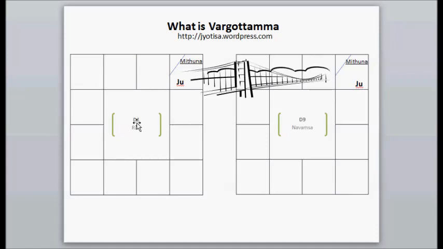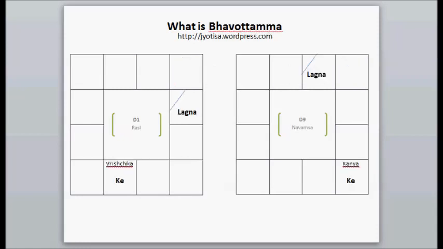Okay, that's about Vargottamma. Let's talk about Bhavottamma. It's slightly different. You see here you have Vrishchika with Ketu, and you have Kanya, the Rasi of Kanya, with Ketu. Now they are different in Rasis, correct? Of course, this is Vrishchika, this is Kanya. However, it's called Bhavottamma. Bhava means house, right? They share the same house.